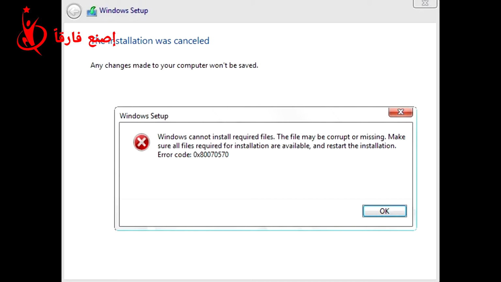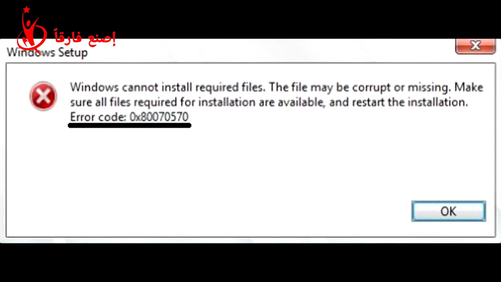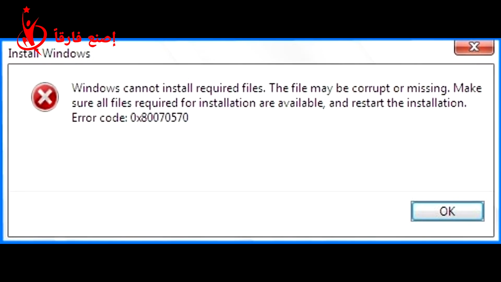Then I had to take the PC to an IT technician to install the operating system for me. I realized that the issue was in my stick memory. So I think you should try a different stick memory. I hope this experience is helpful to you.